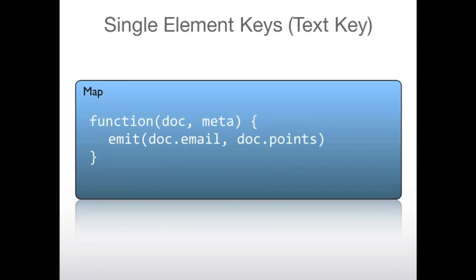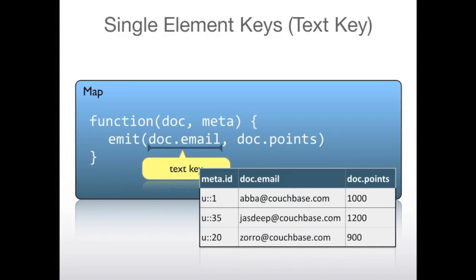So here's a single element index key. In this case, it's a text-based key. And we have the output of the user's points, and we're doing email and points. For every row, or every node in the B tree, we're going to call it rows for now, just to understand it, we also include the document ID, which is the document key, which is meta.id. So you don't actually have to output the meta.id because it's always included. The searchable column is the doc.email, and the output value is doc.points.